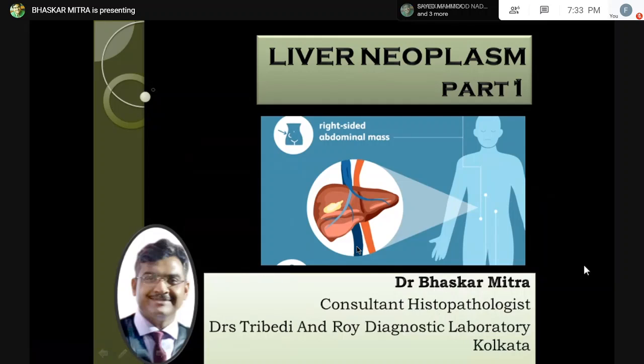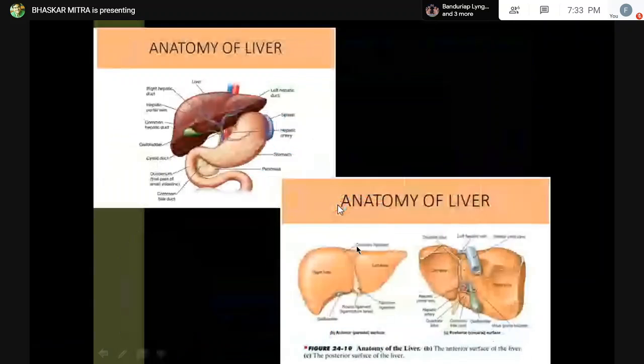Today my topic is liver neoplasm, or rather, I would say a liver mass, and how we should approach a liver mass. Now, there are a variety of things in the liver. Some are pre-malignant, some are malignant, some are benign conditions, and some are tumor-like things which usually present as a mass lesion in the liver.